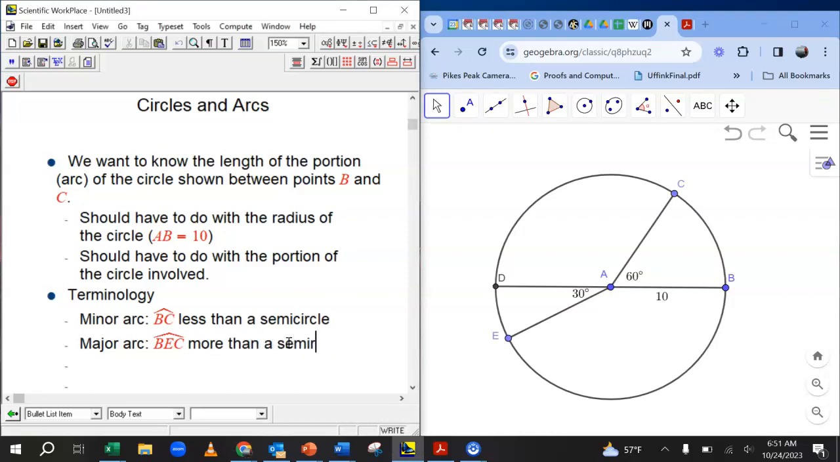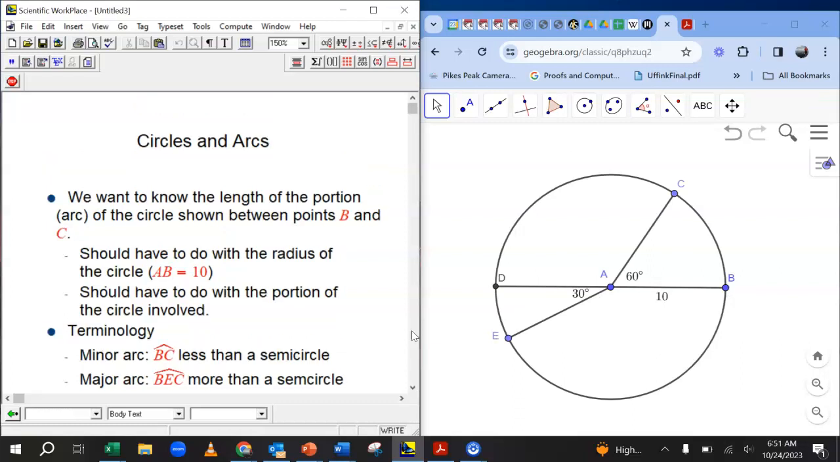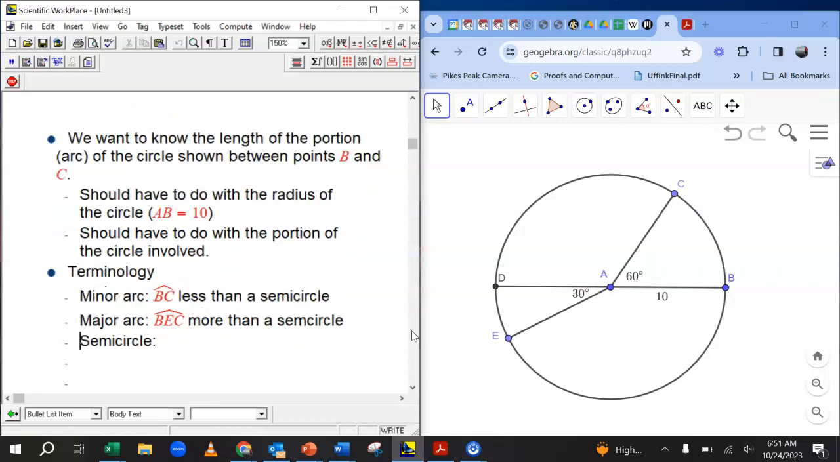And of course, sometimes you have exactly the semicircle, in which case you really do need to tell me which way to go around no matter what. And so a semicircle, for example, that upper semicircle, would be like BCD. That'd be the upper. Or BED, bed, okay? And that would be the lower. So some useful terminology, as always.